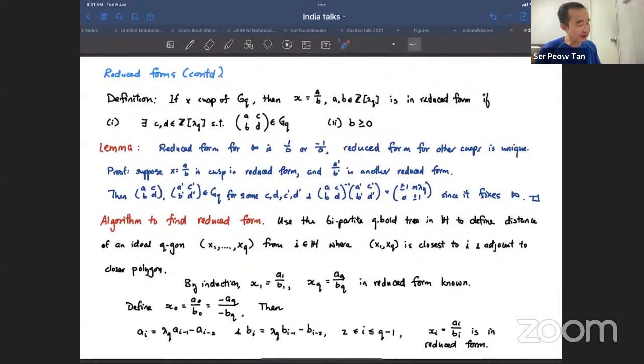Okay, so here's a simple definition. If I have a cusp, then we say that it is written in the form a over b, where a, b are in Z[λ_q], in reduced form if we can find two other elements c, d in Z[λ_q] such that (a, b; c, d) is inside G_q. And secondly, a normalization: b is bigger than or equal to 0. Okay, so this is a definition. So the first lemma we're going to prove is that the reduced form for any non-infinity cusp is unique.